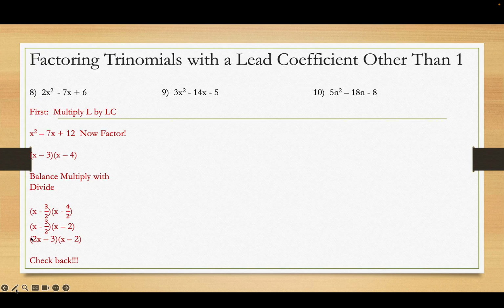If I check it back, 2x times x is 2x squared. 2x times negative 2 is negative 4x. Negative 3 times x is negative 3x. Negative 4x plus negative 3x is negative 7x. And negative 3 times negative 2 is positive 6. So I got what I started with. This is the most difficult kind of factoring that we're going to do in this course. So now, if you got this down pat, you're in great shape.